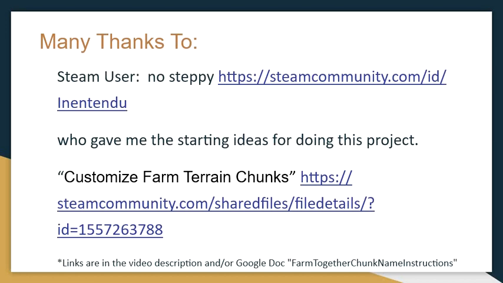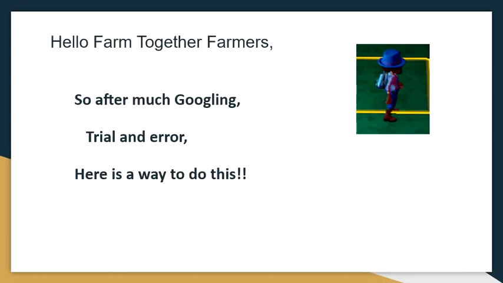from No Steppy that talked about how to customize your farm terrain chunks. She showed how to go into the code and put in different names of chunks for different chunks so you could customize your farm how you wanted it to be. So it gave me an idea that maybe I could use this information to map my farm. So Google and I became best friends, and I went through my Google Drive and played with my Google Sheets, and finally I figured it out, and I wanted to share it with everybody.